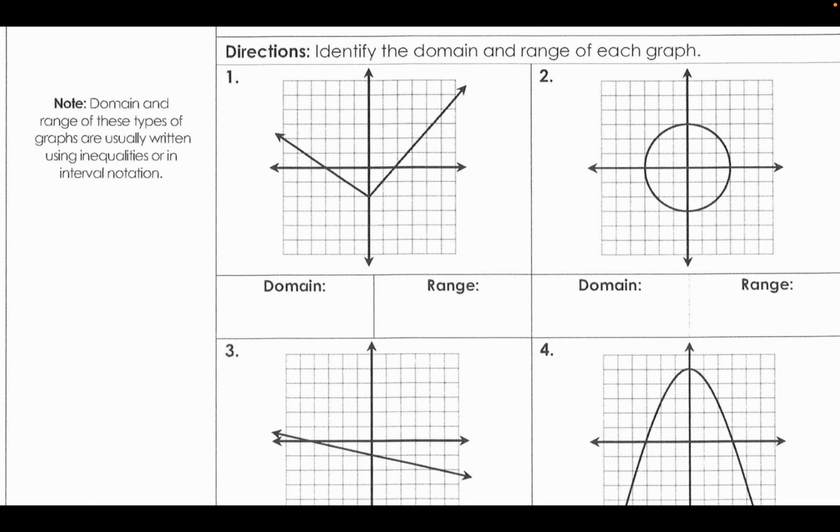So on number 1 here, how far left does this go? Well, this arrow tells us it goes left forever and ever and ever. It never stops going left, okay? And as we continue to trace along the graph, left to right, I notice that everywhere is an x value. Everywhere is part of the graph. I'm touching the graph at every point.